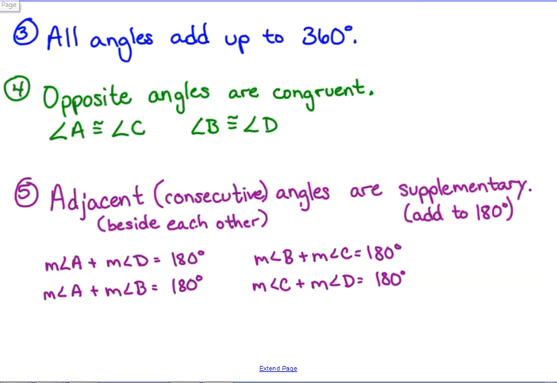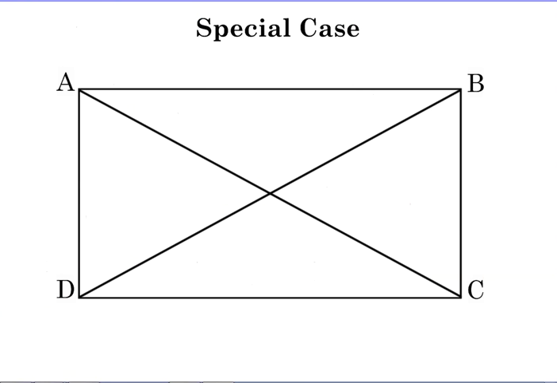A rectangle is a special case of a parallelogram. So it has all of these properties. All these things are still true. Opposite sides are congruent. You know that's true about a rectangle. The diagonals bisect each other. Well, that's quite obvious. All angles add up to 360. Opposite angles are congruent. That's pretty obvious because they're all 90, so obviously they're congruent. And adjacent angles are supplementary because they're both 90.